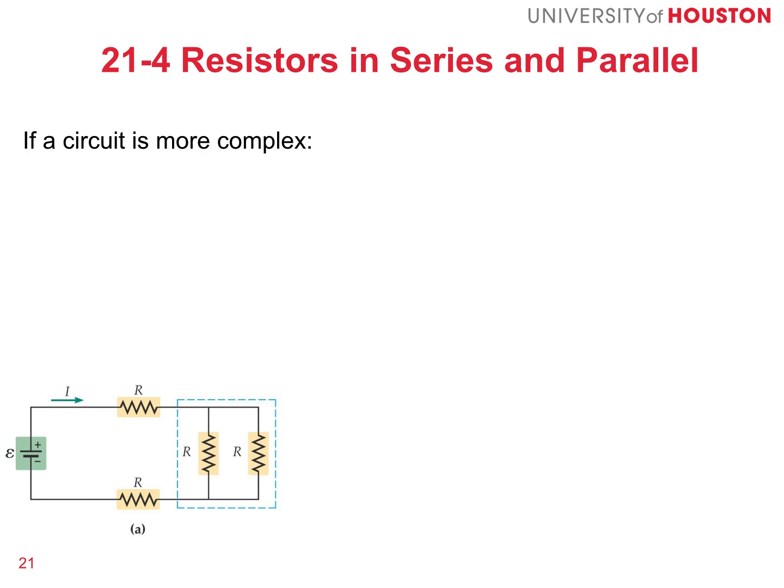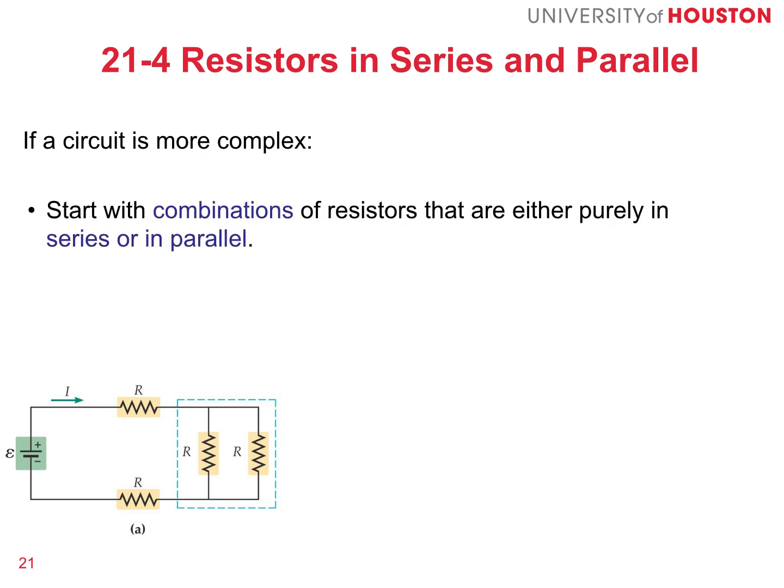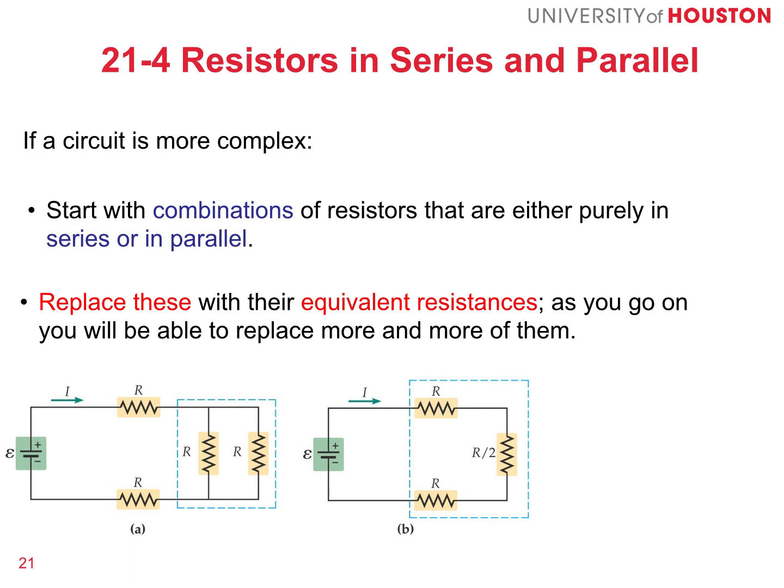If the circuit is more complex, which is shown below, where one has a combination of resistors in parallel and series, one has to start with a combination of resistors that are either purely in parallel or series. The example that we show has two resistors purely in parallel. One then replaces this with an equivalent resistance and then repeats this step where we find there are three resistors in series, which we can then replace with one final equivalent resistance.